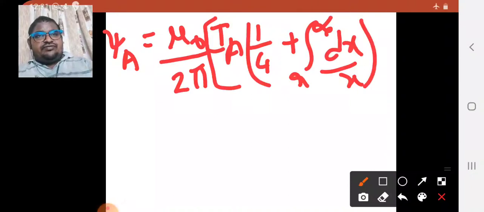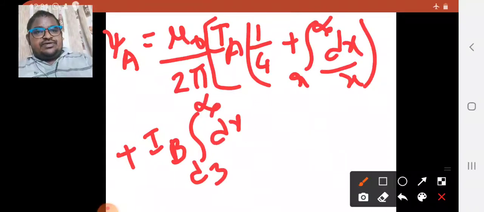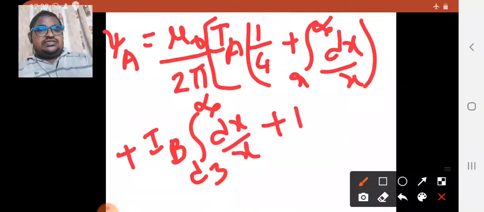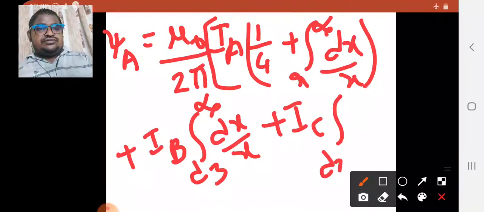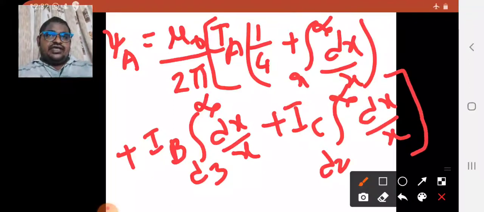And what is the coefficient of IB? Plus IB into integral d3 to infinity dx by x. Then what is the coefficient of IC? Plus IC into integral d2 to infinity dx by x. This is psi A when we common mu naught by 2 pi.